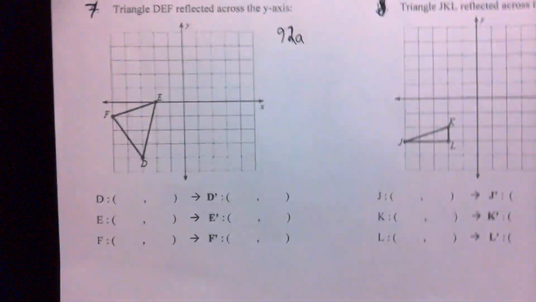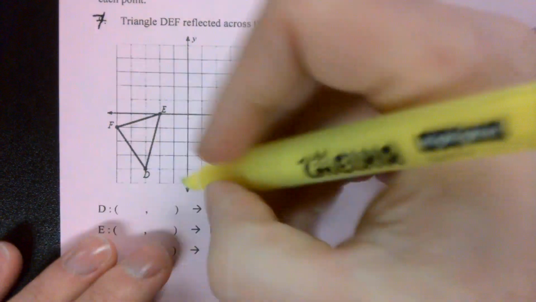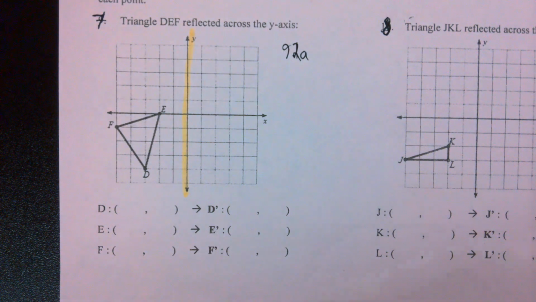So, number 7, graphing a reflection. I'm going to take triangle DEF and reflect it on the y-axis. I'm going to highlight that so I don't forget which one it is, right there.